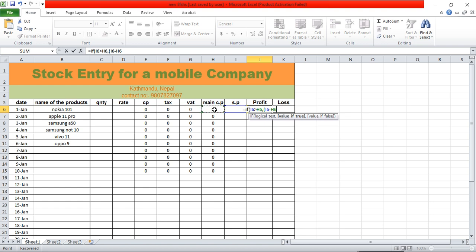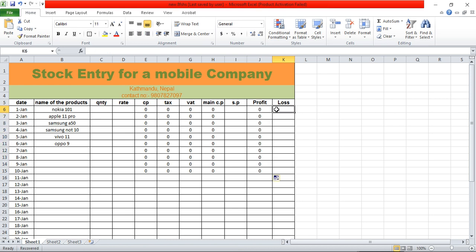Bracket close, comma, else, if this scenario doesn't fit, then what do you want to show on profit? Zero. And bracket close, completed. Now this scenario means that if selling price is greater than cost price, then it will show you the amount in the profit column, otherwise it will show you 0. Press enter, it is showing you 0. Set it for the rest.